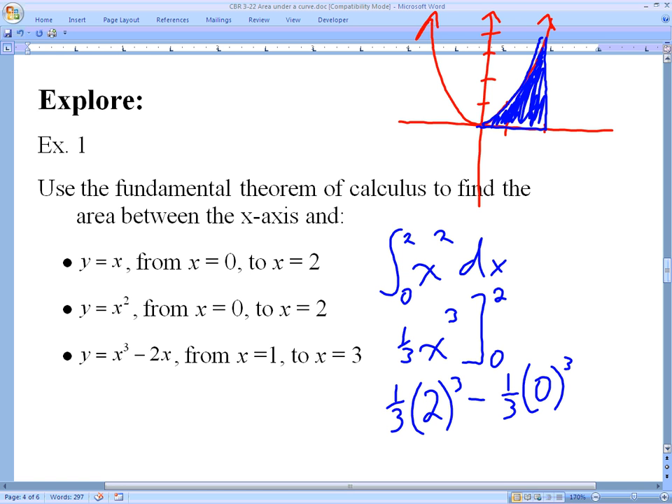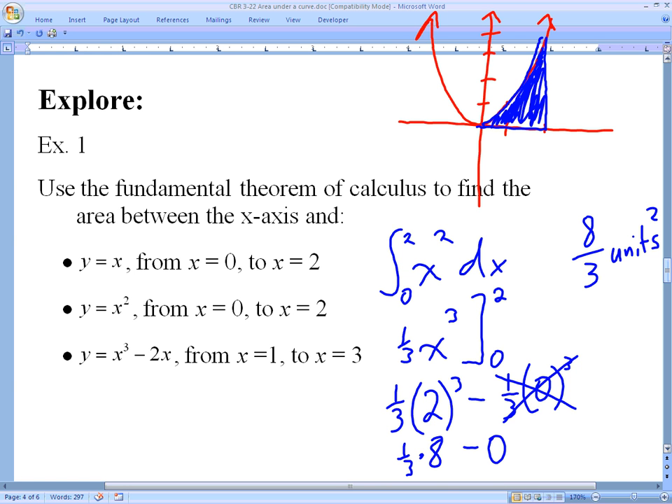You'll eventually get to the point where you really like when one of the values is 0, because the math often becomes nice and easy. So this one right away, 0 times anything is 0. Here we have 2 cubed, which is 8. 8 times 1/3. Again, minus the 0 that we had. That becomes 8/3 units squared.